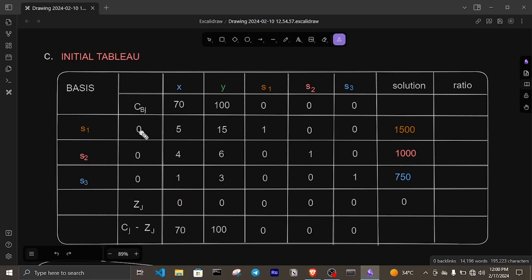I come back to find y: it is 0 times 15 plus 0 times 6 plus 0 times 3, and that will also give me 0. So I do the same thing for all the columns, and it's going to give me 0 throughout.